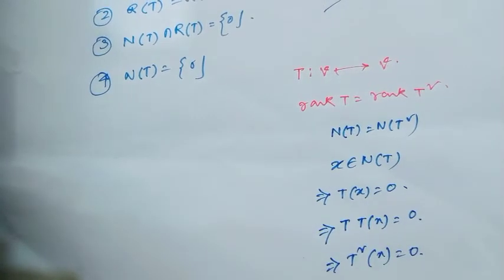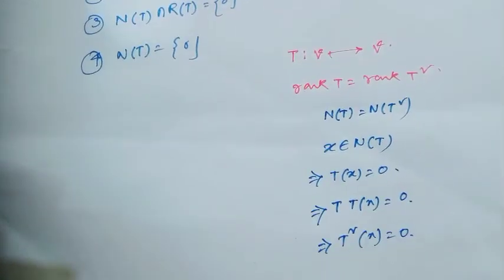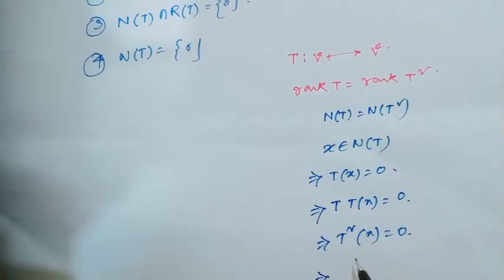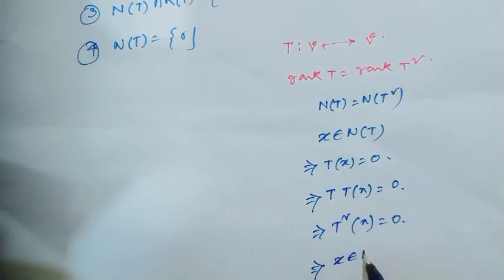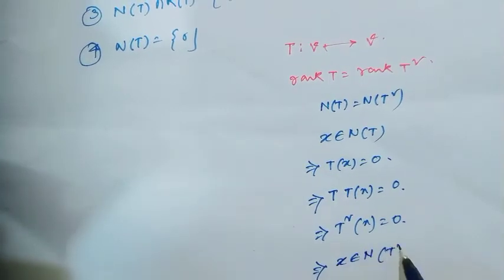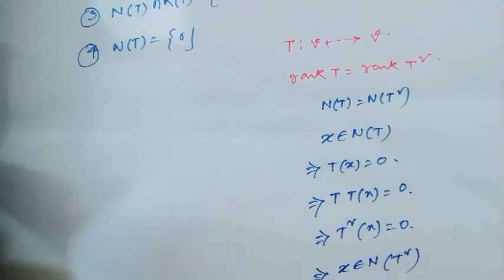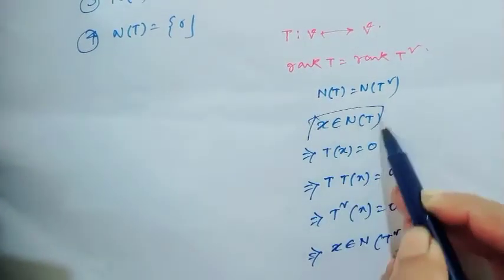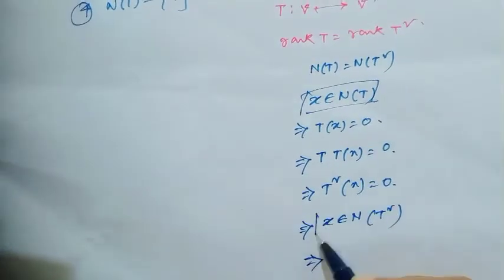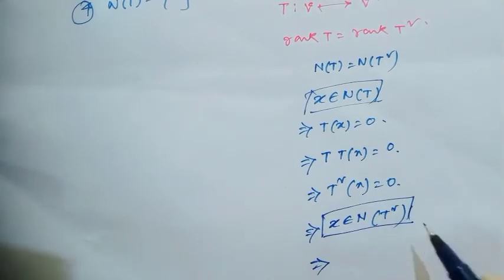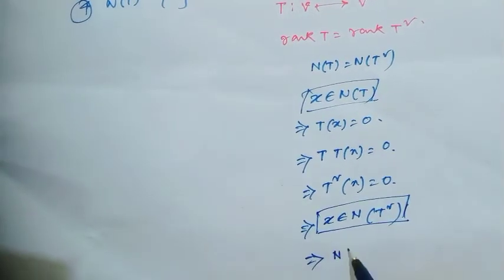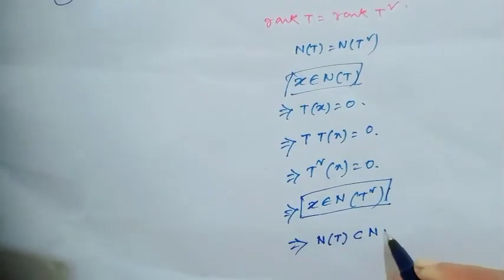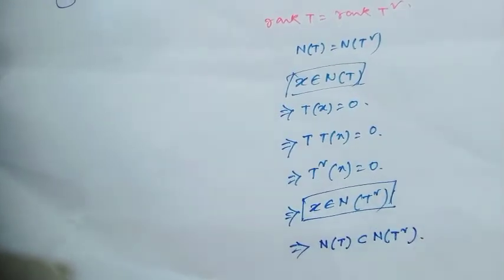This means T square X equal to 0, means obviously X belongs to null space of this linear transformation T square. That means X belongs to null space of T implies X belongs to null space of linear transformation T square. That means null space of this linear transformation T is contained in null space of this linear transformation T square.